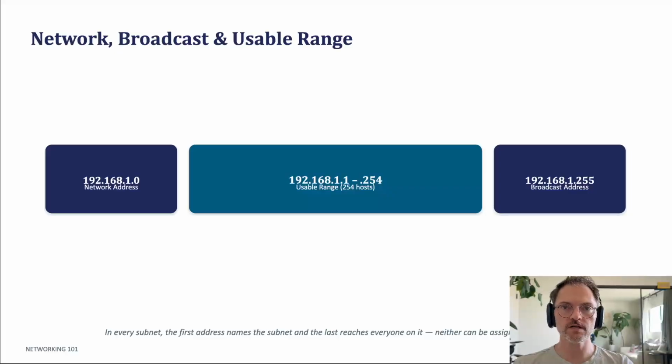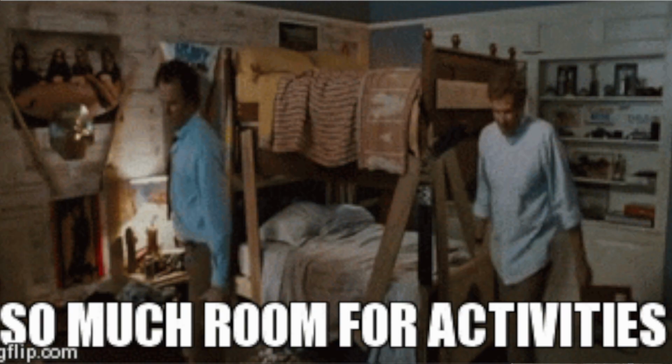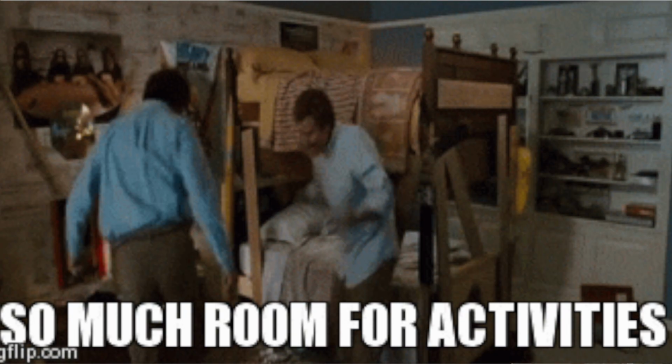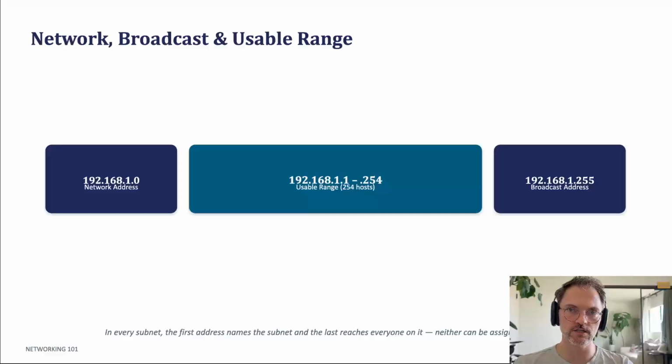Think of it like an apartment building. The number on the outside of the building is used to identify the building itself, but it's not actually addressed to any individual residents inside that building. Each of those units inside the apartment needs its own address so that we know where to send packages or where to send letters to each individual resident in that building. So the network address is like the apartment building number, basically.